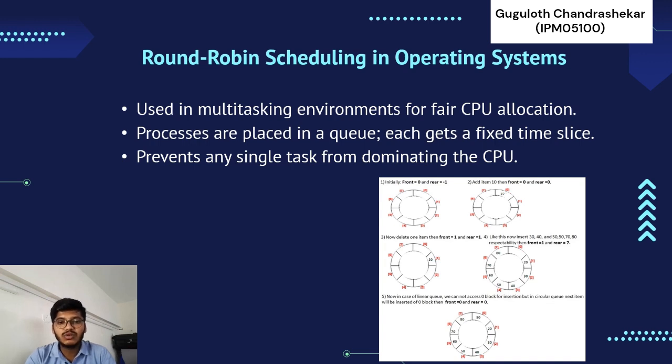Each process is placed in a queue and the CPU allocates a fixed time slice to each one in turn. This ensures that every process gets a chance to run and no single task dominates. Round robin is particularly important in real-time systems where timely task execution is essential, like web servers.